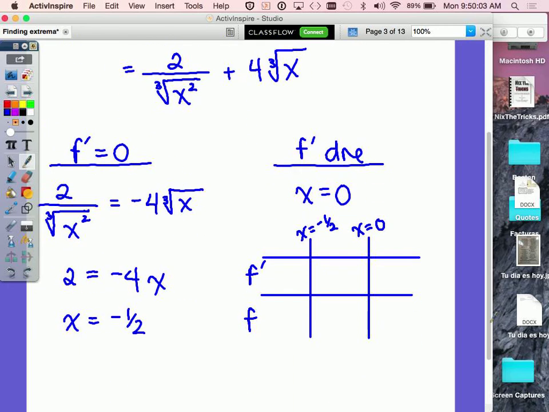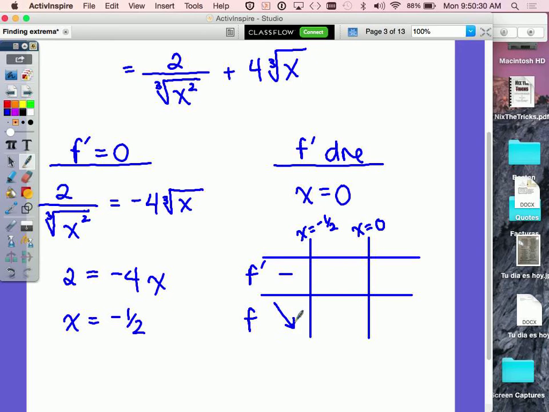To the left of minus 1/2, I might try negative 1 as a value. So if I put a negative 1 into here, it becomes positive 1. So this is going to be 2 divided by the cube root of 1, which is 2. And the cube root of negative 1 is negative 1, so that's going to be minus 4. So I get 2 minus 4, which is a negative number, which tells me that f is decreasing.